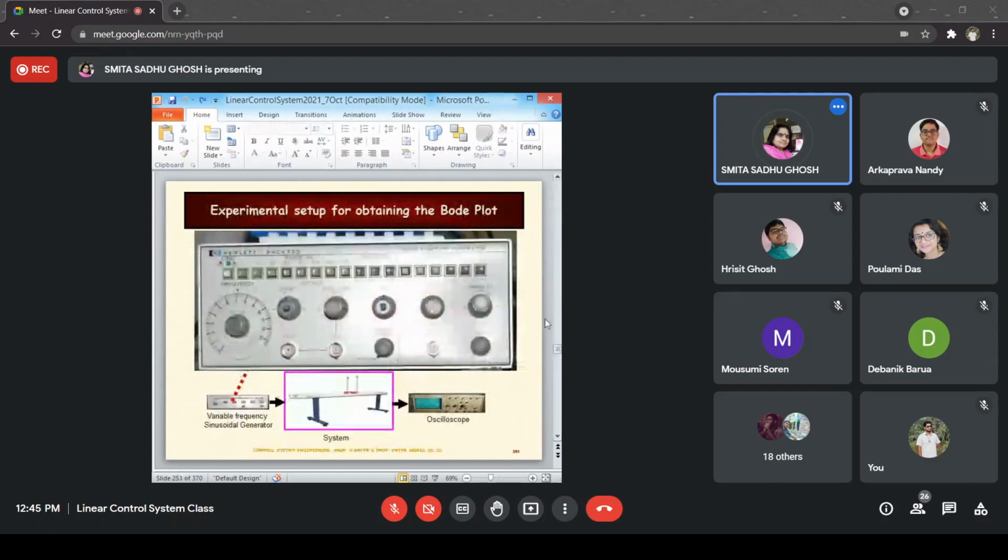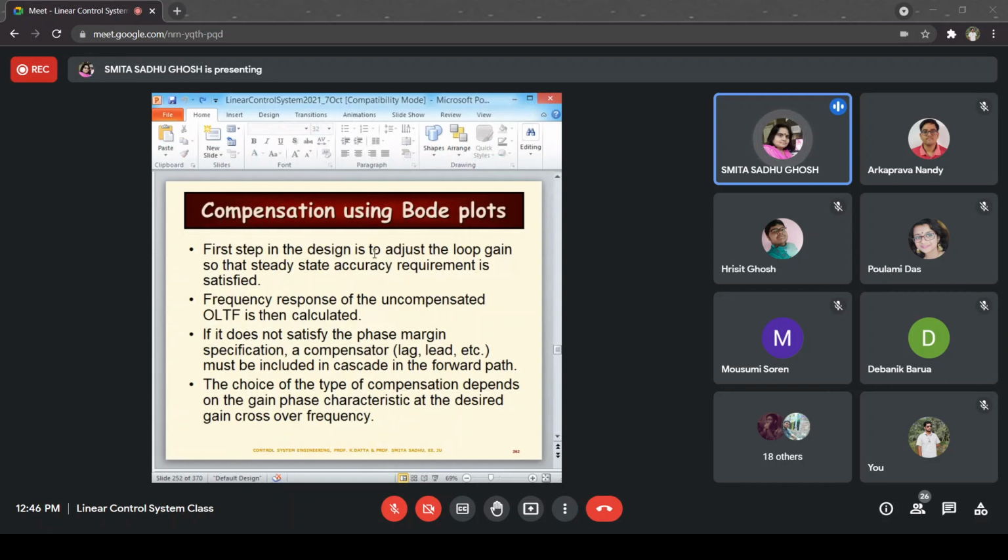Let me go back. The first step in the design is to adjust the loop gain, that is k, so that the steady state accuracy requirement, specified in terms of maybe Kp or Kv, is satisfied. From there, you calculate the gain of the system, that is k.